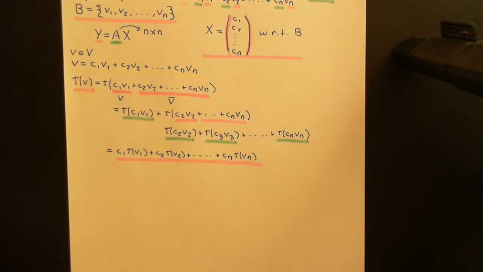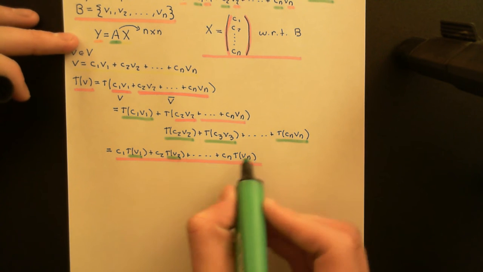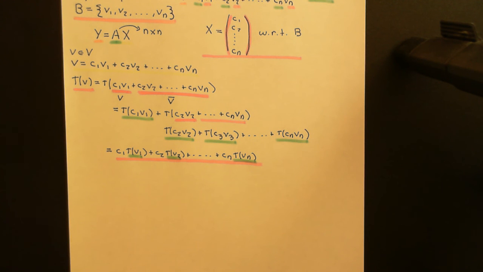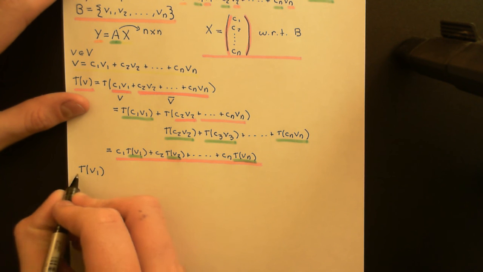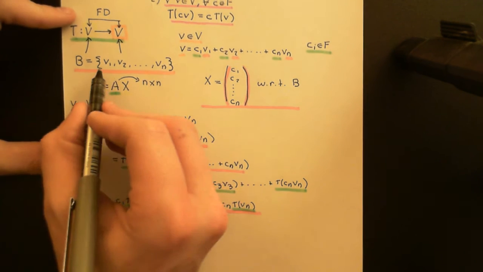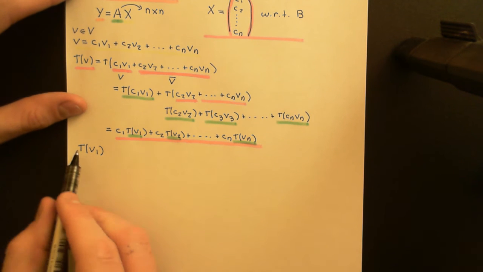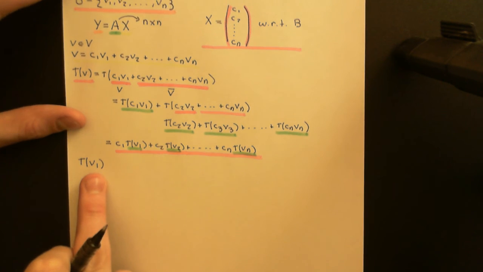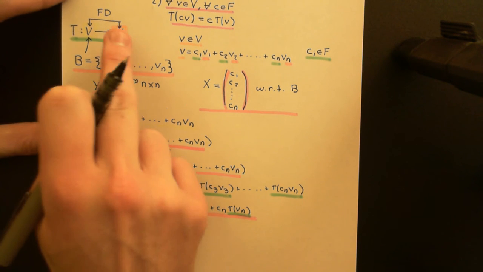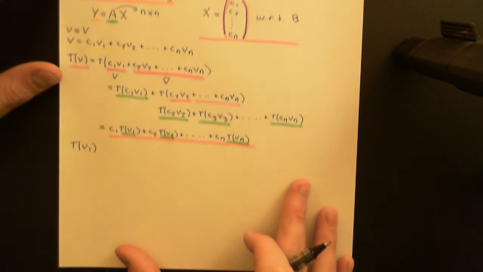Well, what I need to know is more about these things, T of V1, T of V2, all the way up to T of Vn. I need these images of the basis vectors under the linear transformation written in terms of their linear combinations of the basis vectors in the codomain vector space. Okay, so what I need is a linear combination, for instance, for T of V1. I need to know what is this vector, and I want it written as a linear combination of my basis vectors. So let me stress, this is no longer necessarily a basis vector. It could be any old vector in my codomain vector space. So what I now want to do is write this as a linear combination of my basis vectors. I want to know what are its coordinates in my codomain vector space with respect to these basis vectors.